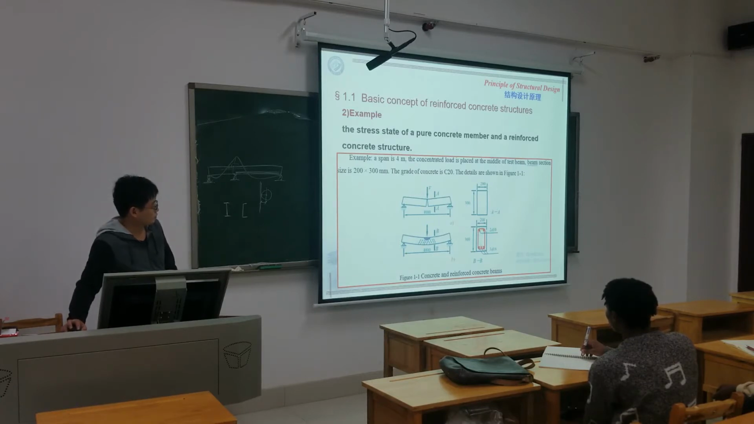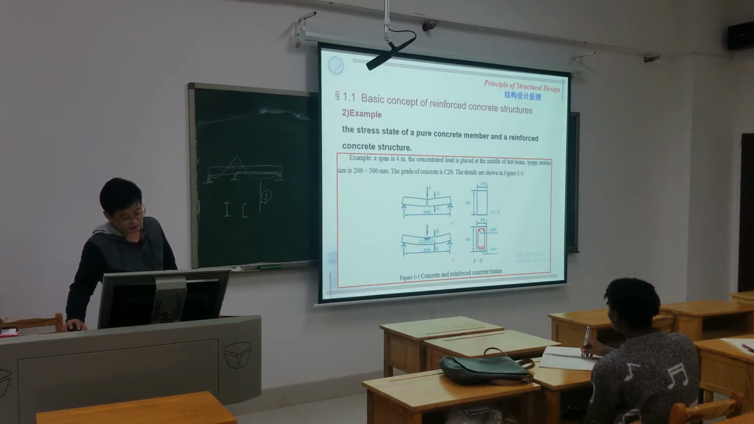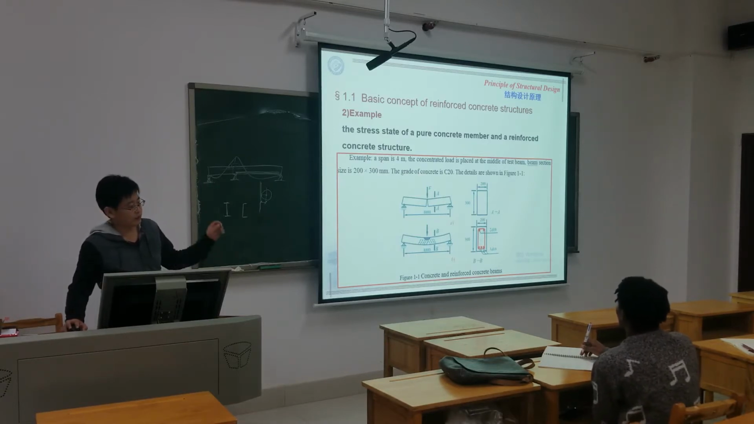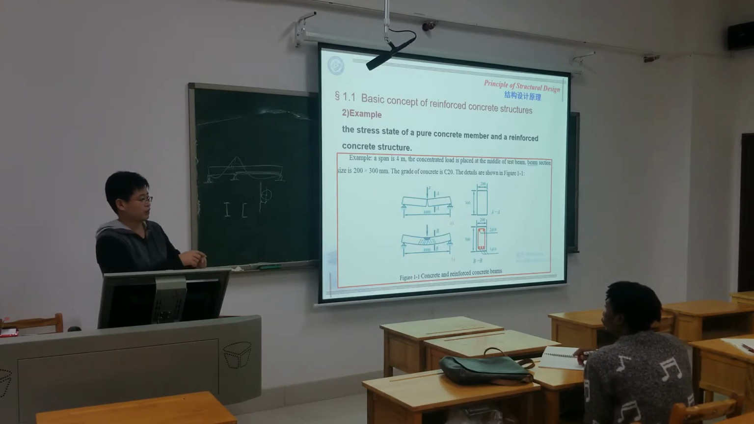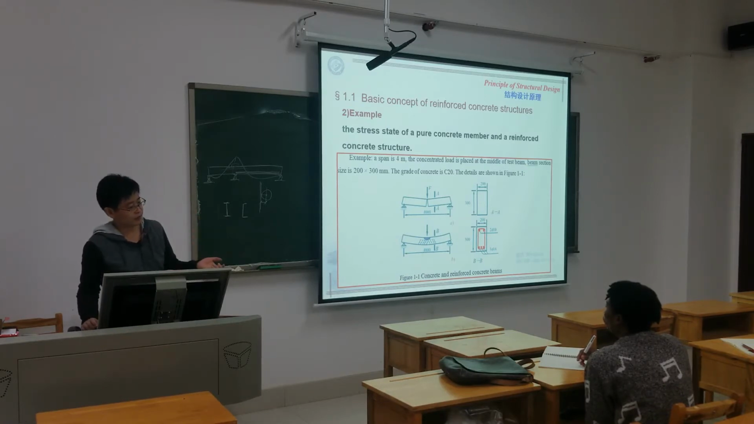So here, this beam is plain concrete, no steel bar inside. And in this beam, they put this steel bar inside. So this is the basic shape of the steel bar in the beam. The circle one, we say, is a stirrup. The main function is to fix the steel bar stable and also resist the shear force.